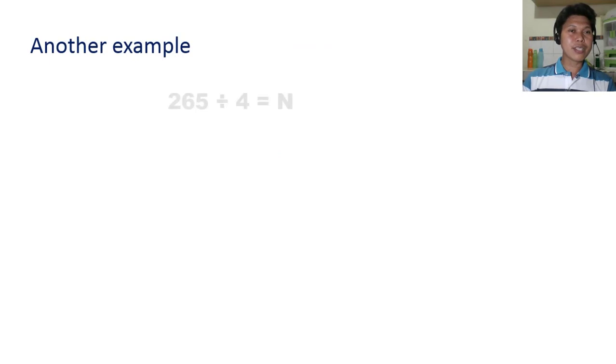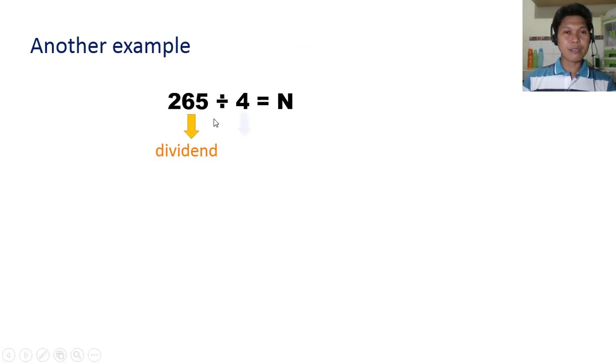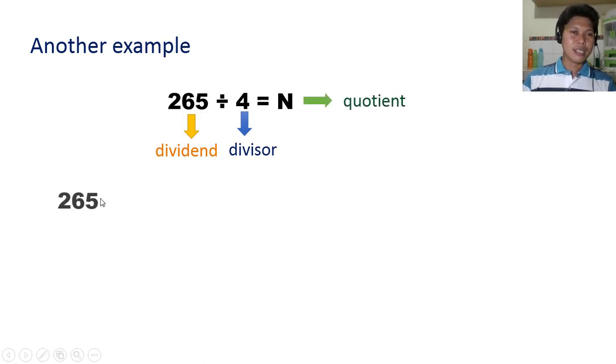Okay, let's have another example. We have 265 divided by 4 is equal to n. So, this is the dividend, this is the divisor, and this is the quotient. Okay. Then, we write 265. And then, divided by 4. The divisor is 4. Hindi pa rin pwede sa 2. So, proceed tayo sa 26.